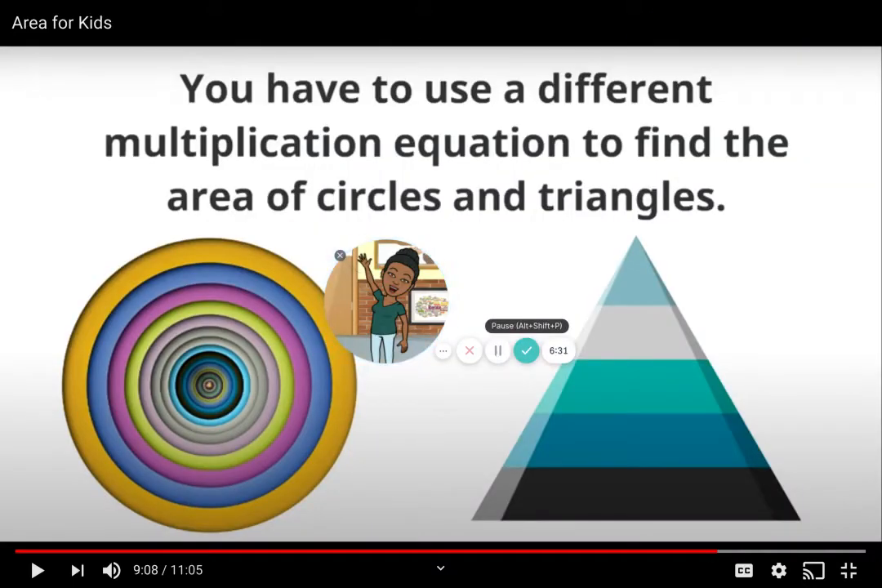Guys, I also want to point out that this formula that we learned today, L times W for area, is only for squares and rectangles. We will also learn about circles and triangles, but today our formula A equals L times W is only for squares and rectangles.